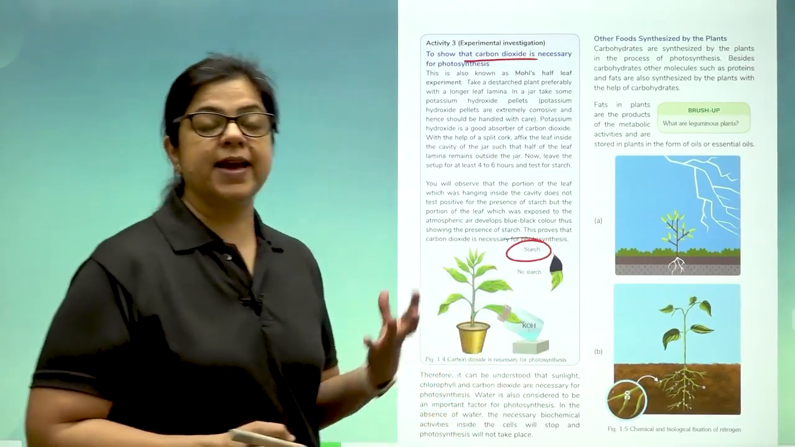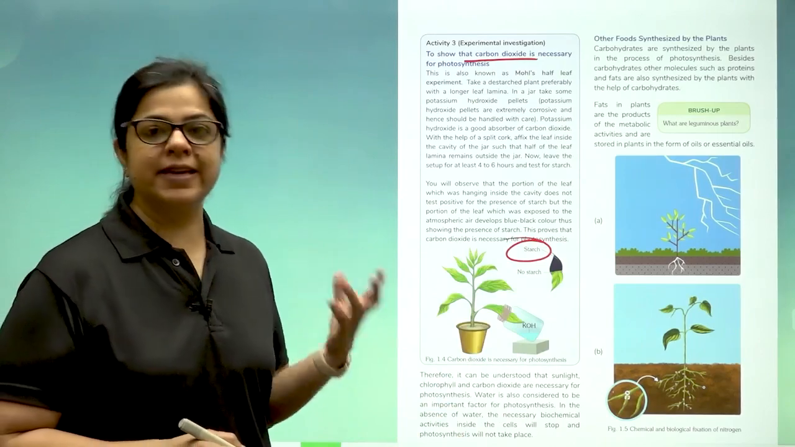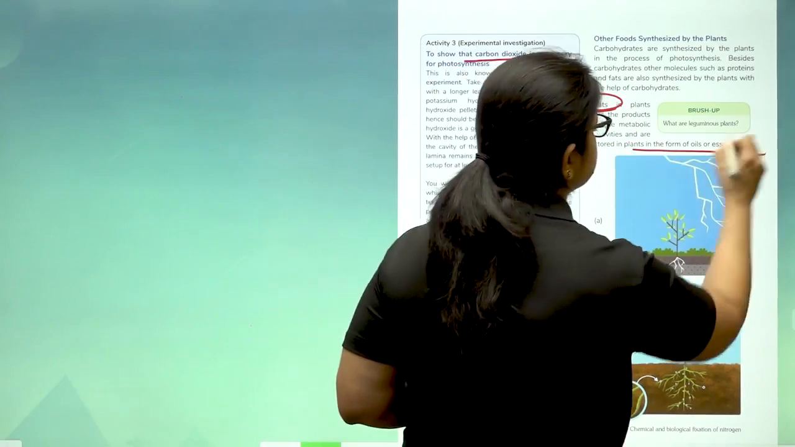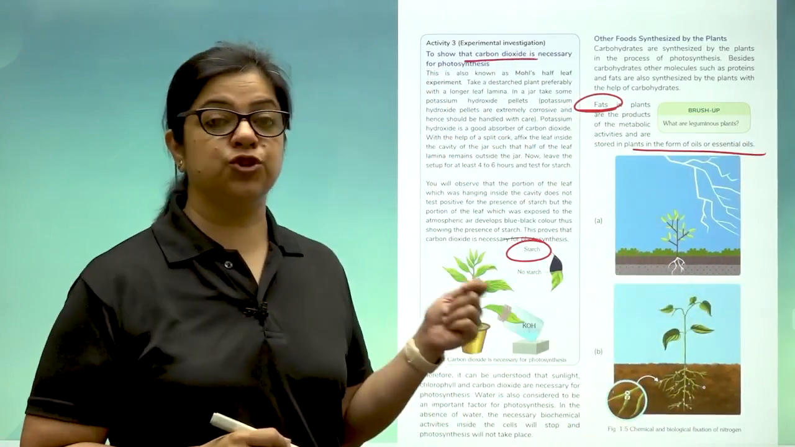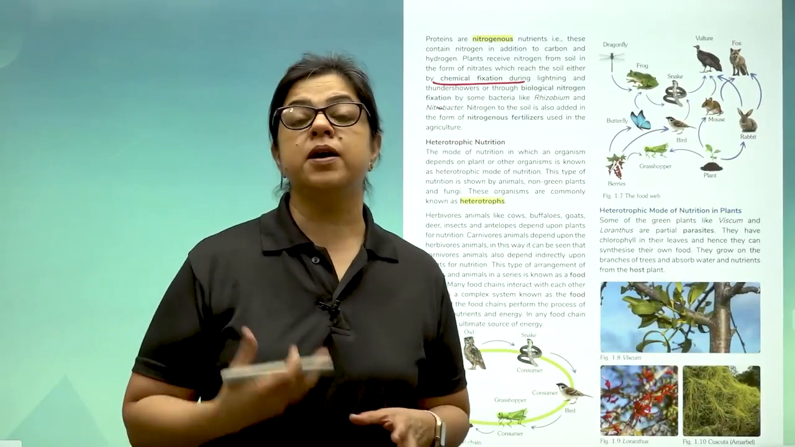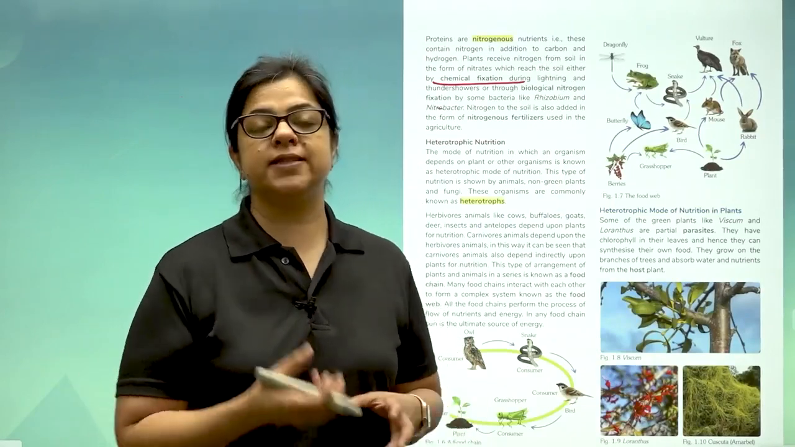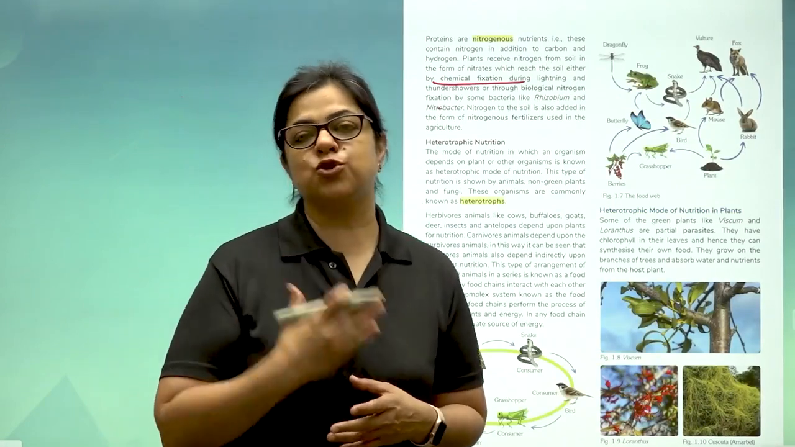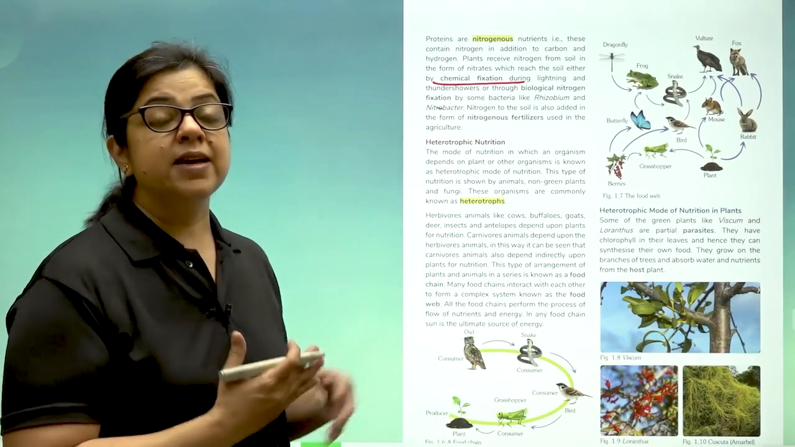But is there anything else that the plants also produce? Yes, the plants also produce fats. These are stored in the form of oils and essential oils. So we all are aware that mustard oil is extracted from mustard seeds. Sunflower oil is extracted from sunflower seeds. So what are these? These are fats that are stored in the plant seeds.